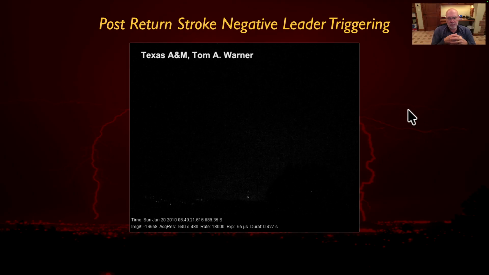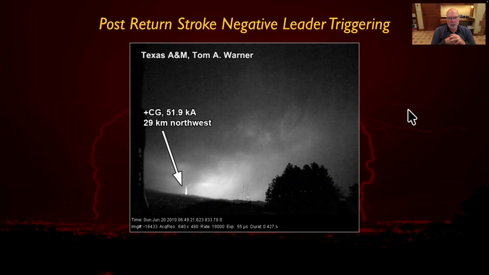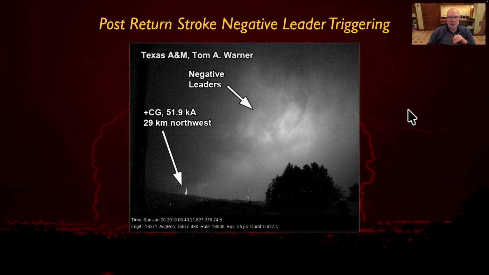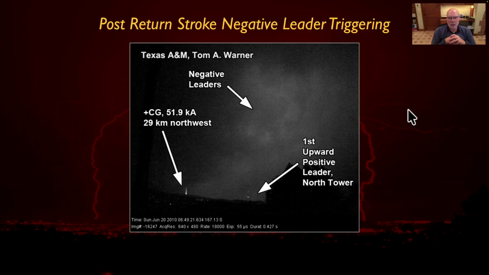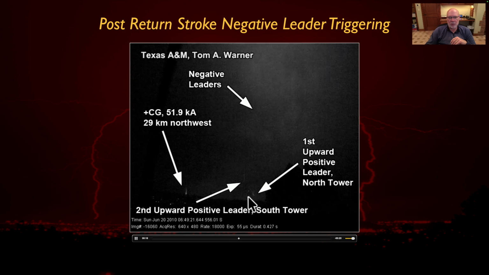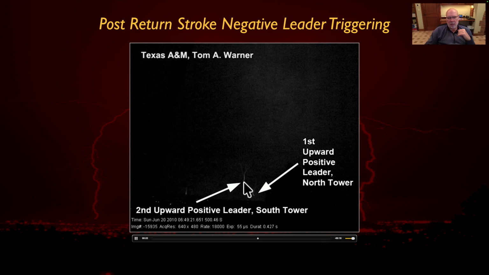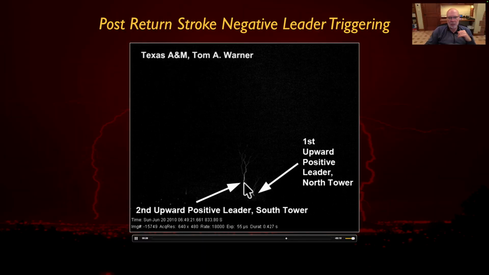Here's another example. Return stroke, no response from the towers yet. Here come the negative leaders following that return stroke, resulting in the continuing current. And now, as the farthest north tower initiates an upward positive leader, a tower further south, closer to the camera as the leaders move towards the camera, initiates secondarily.